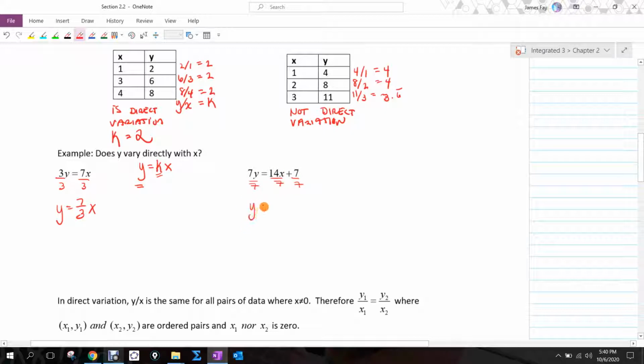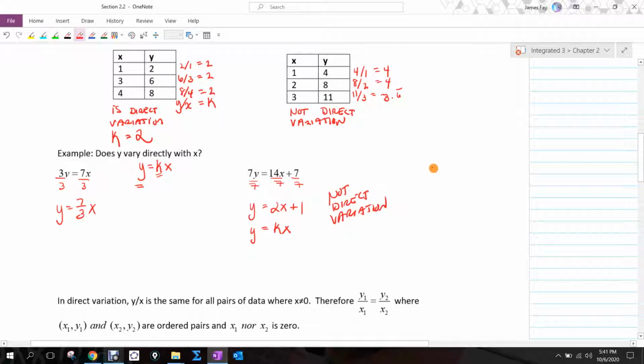And I'll get y is equal to 2x plus 1. Is that of the form y equals kx? And it's not, because there's a plus 1 here. Okay? We can't have any extra stuff here. So this is not direct variation.